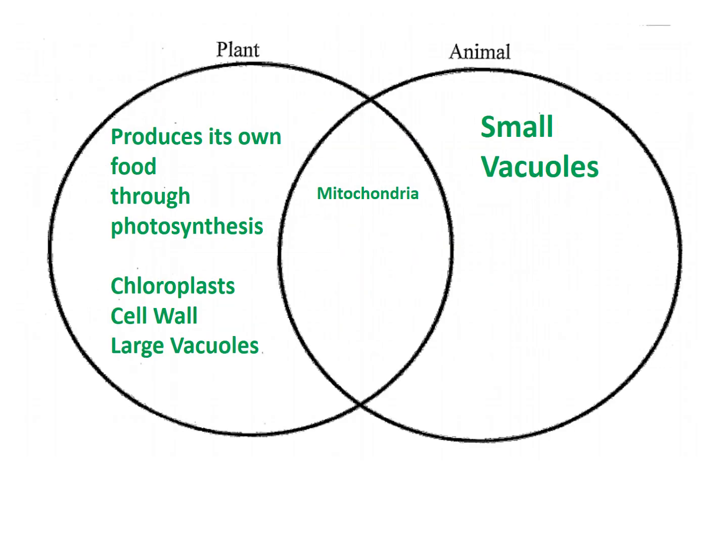So let's get into the difference between plant and animal cells. Plants are going to produce their own food through photosynthesis, and organelles that they have that animal cells don't are going to be chloroplasts and cell walls. Animal cells will not have chloroplasts, and they will not have a cell wall. Plants are, like I just said, right, they're going to have large vacuoles. Animal cells will have small vacuoles, and they're both going to have mitochondria, which produces energy.